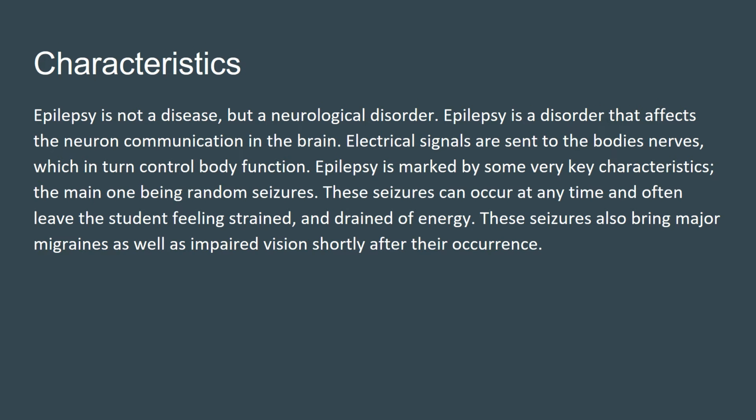Characteristics of epilepsy. Epilepsy is not a disease, but a neurological disorder. Epilepsy is a disorder that affects the neuron communication in the brain. Electrical signals are sent to the body's nerves, which in turn control body function. Epilepsy is marked by some very key characteristics, the main one being random seizures.